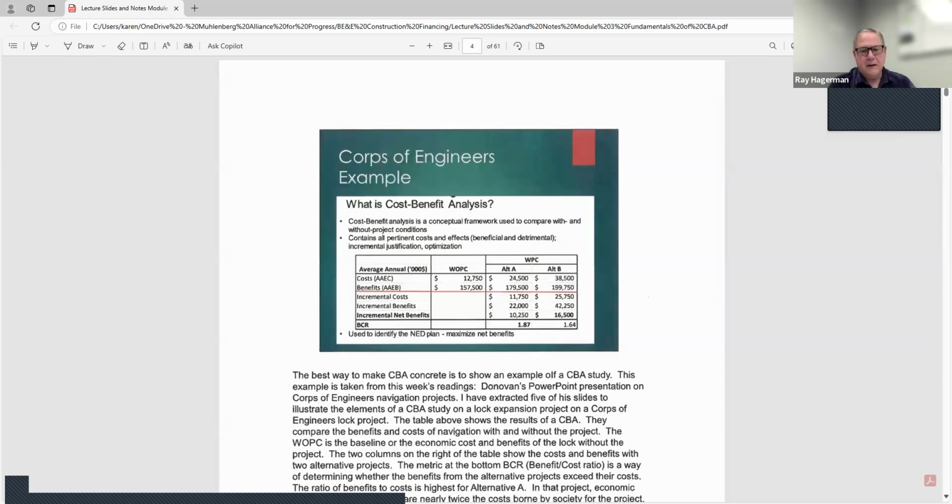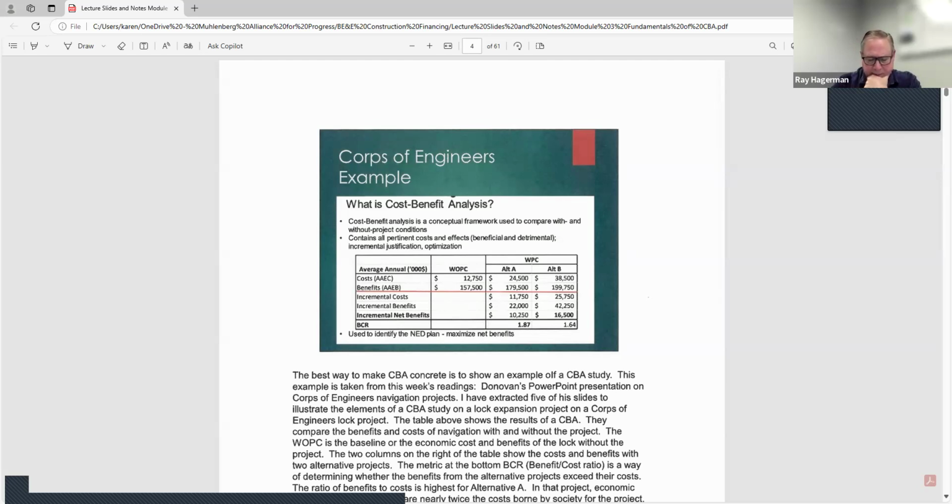So here's where I plucked 4 or 5 slides from the U.S. Army Corps of Engineers study. In a nutshell, what they're laying out here in front of you is what the costs are, what the benefits are, and what the incremental costs are in a CBA study.